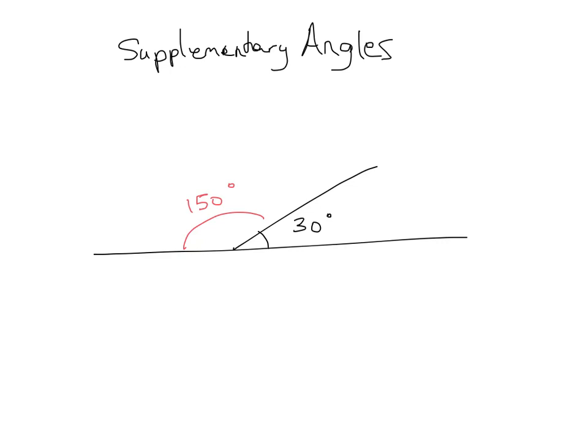Just like complementary angles, however, they don't need to be next to each other. They can be completely separate from each other. So we can have an angle here of 60 and an angle over here, well, let's fix that up a little bit, and an angle over here of 120. And because those two angles do add up to 180, they are still supplementary.